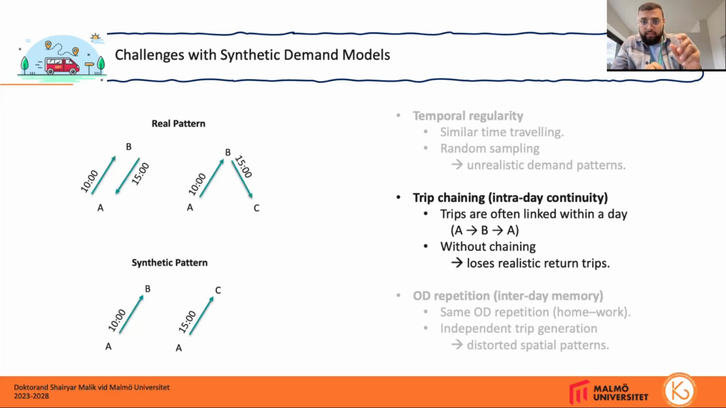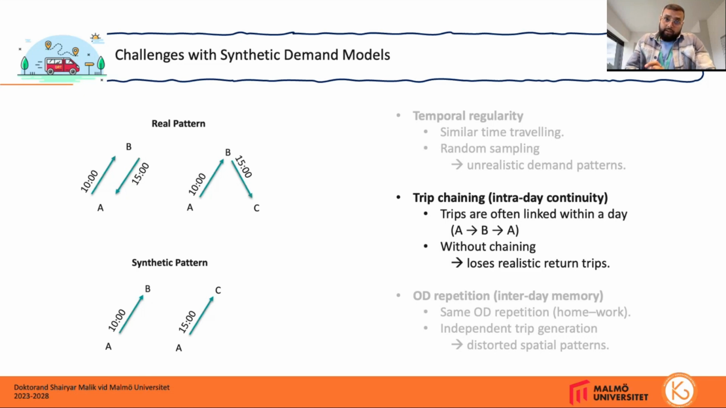And the model might generate two unrelated trips, maybe A to B and A to C later, missing the realistic return trip that really happened in the real data. So without observing this chaining, the synthetic demand that we are generating can either overestimate the total trips or misplace the destination. It might produce behavior that doesn't exist in real operation.